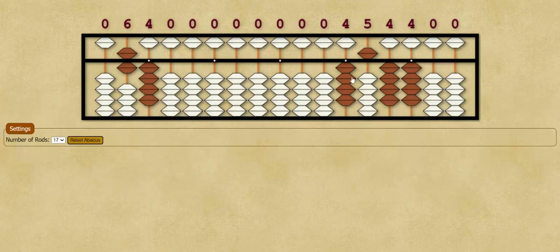Okay, so we are dividing 4,544 by 64. We write the dividend on the right side of the abacus, on the correct rods, so that the unit digit falls on the unit rod. And then we write the divisor on the left side of the abacus. The divisor is a two-digit number, 64, but we are not going to need the table of 64 to do this division. We only need the table of 6.